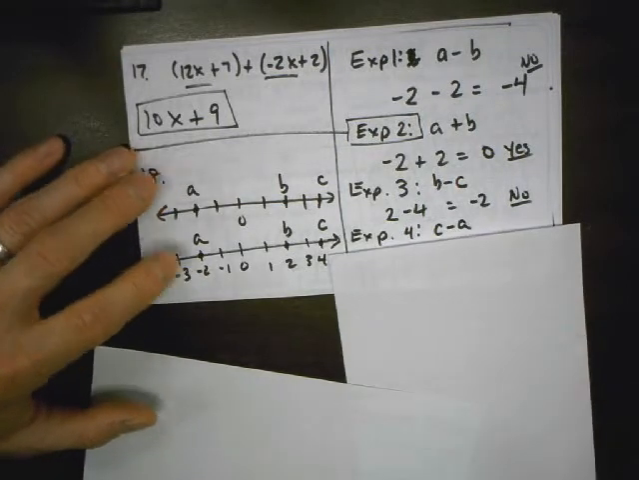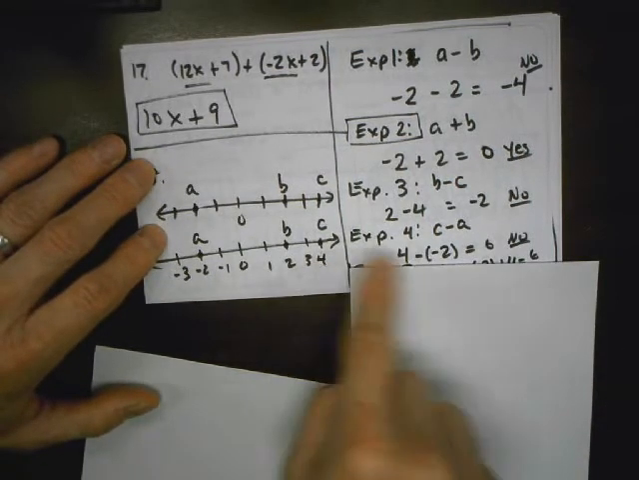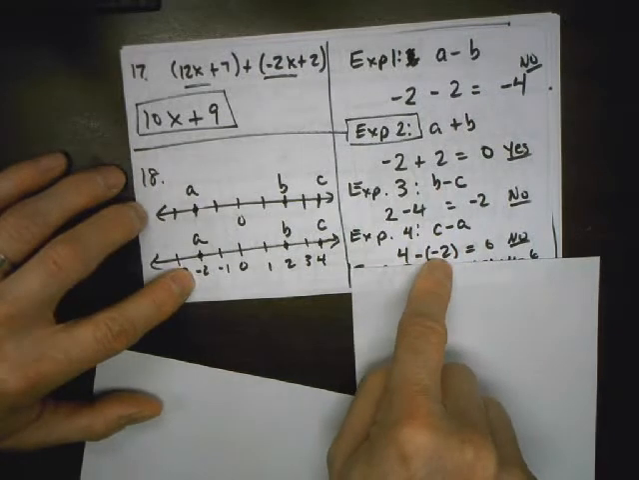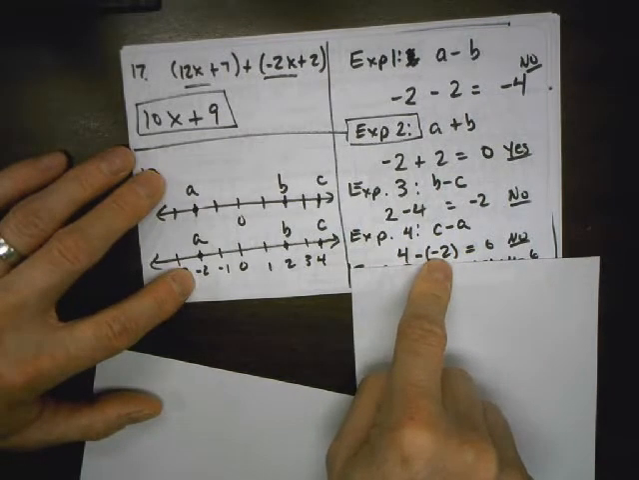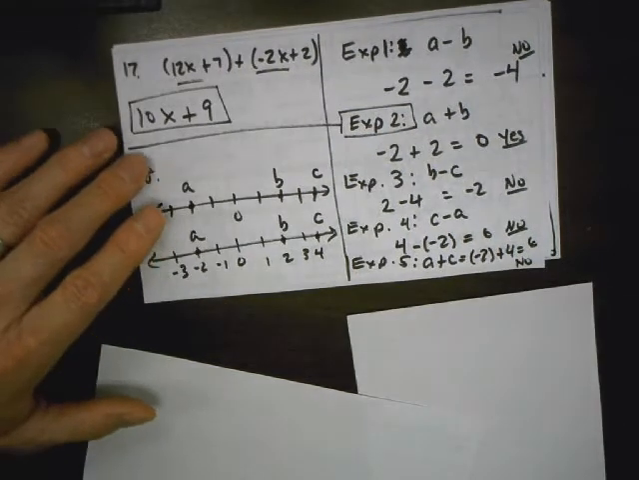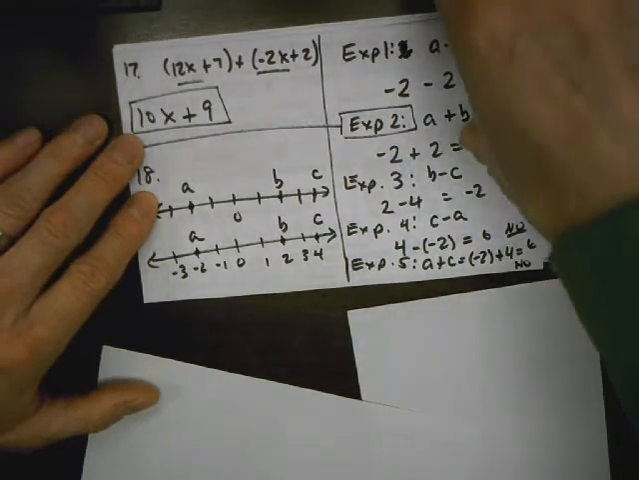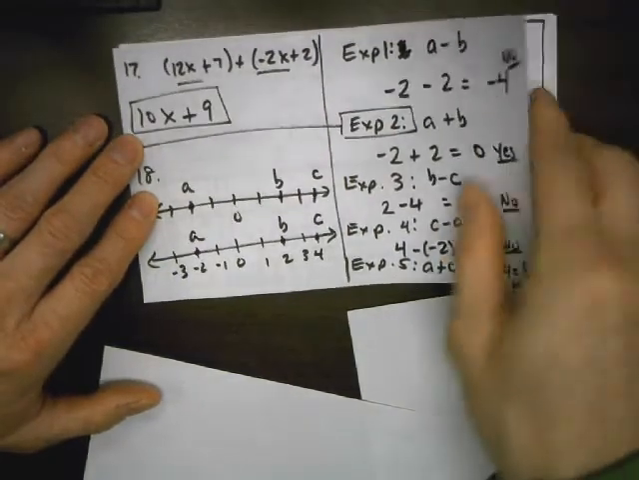And expression 4. C take away a. That would be 4. Take away a negative. So make sure you put 2 negatives there. Do the rule for subtraction, add the opposite. That gives me 6. That doesn't work. And expression 5, a plus c, that's negative 2 plus 4, which equals 6. That doesn't work. So the only one that works this time is expression 2.